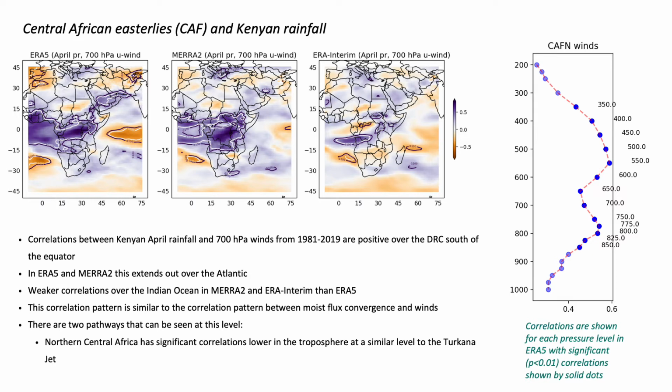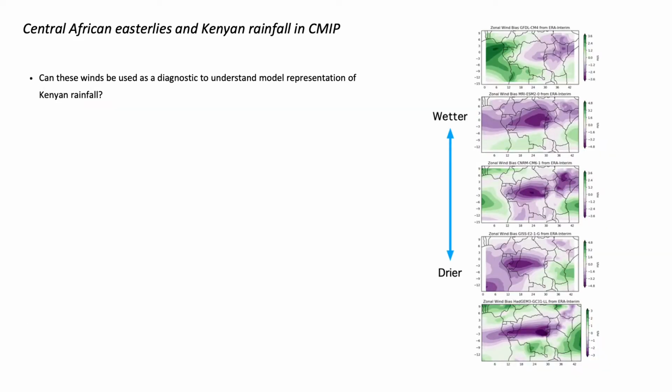So at the last LaunchPad meeting, I had said I was going to look into this and showed Central African Easterly biases from ERA-Interim in a few CMIP6 models. So the wetter models are at the top and the driest one is at the bottom. And it does appear that models with a more easterly wind bias, which is purple, are drier.